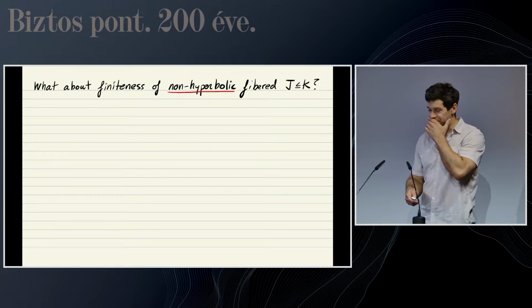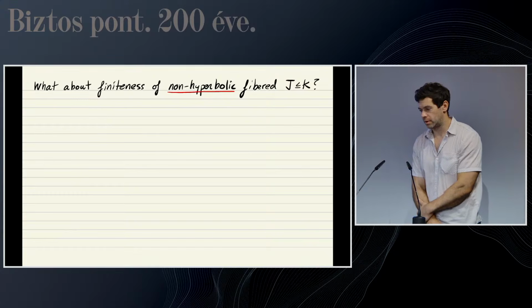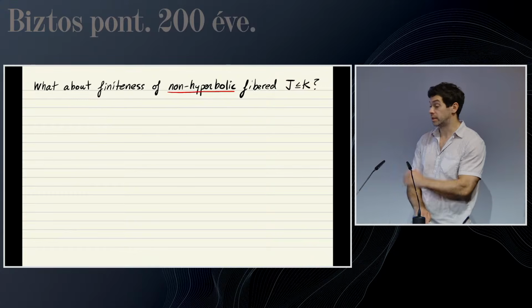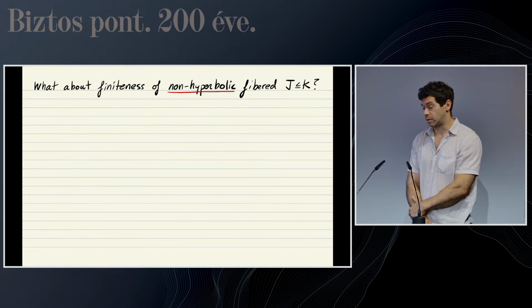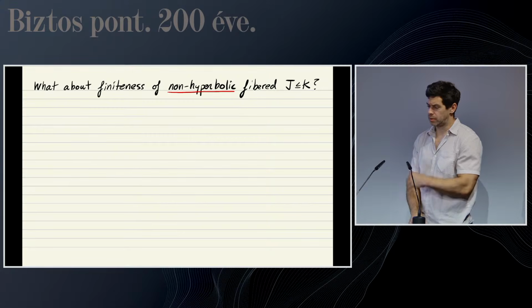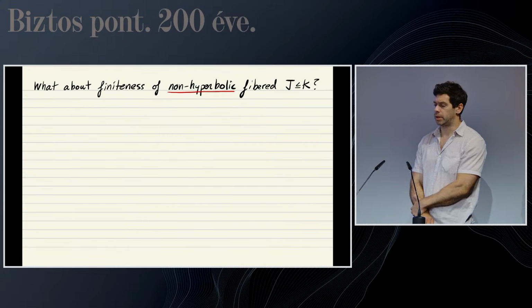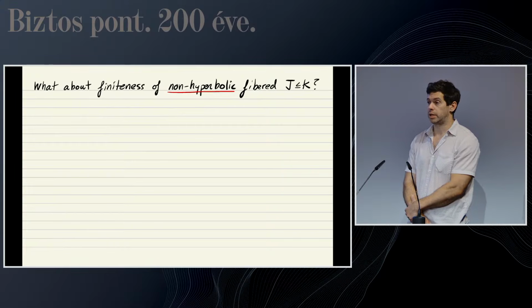All right. So, I mean, you can ask about, there are lots of questions. One natural question is, what about non-hyperbolic fibered knots? We imposed this hyperbolic condition in part because we could say then that the monodromy of J had to be pseudo-Anosov, and we could understand it by bounding its dilatation.